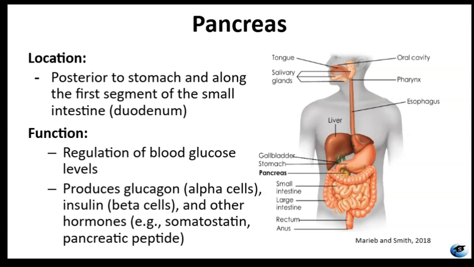The pancreas also produces somatostatin, which helps regulate other hormone levels, and pancreatic peptide, which is involved in digestive processes. So by coordinating the release of all of these hormones, the pancreas is helping to ensure that your blood glucose levels remain within a healthy range. And this, of course, is important for energy balance and overall metabolic health.